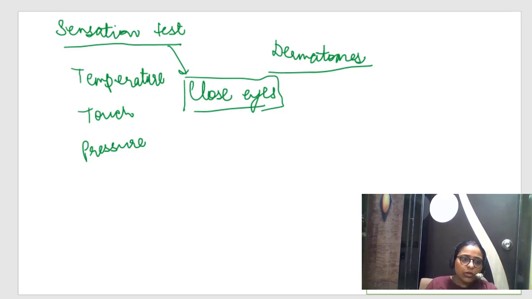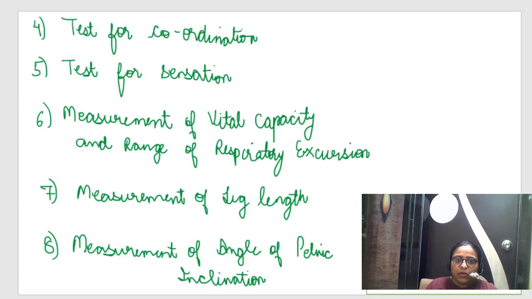If you move to the next test, we have the measurement of vital capacity and range of respiratory excursion. Here you have to check the patient's vital capacity and how much the patient is able to breathe, right? You can check this with the spirometer. The spirometer is the instrument through which you can check the patient's vital capacity and excursion. So what is a spirometer? It is an instrument, right?